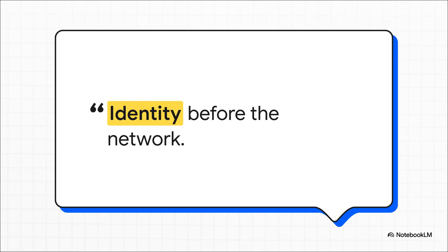When a camera is plugged in, the physical switch port remains entirely locked. It doesn't get an IP address, and it definitely doesn't get to talk to other devices. It remains totally isolated until its identity is 100% authenticated via a trusted certificate authority.